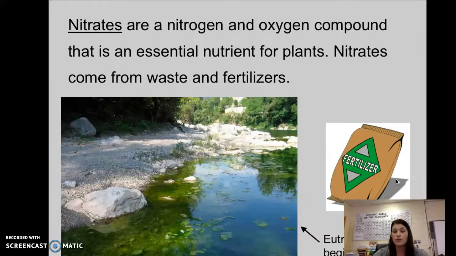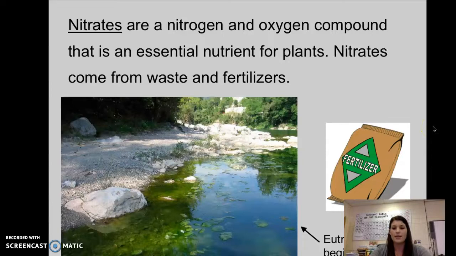I mentioned a second ago, eutrophication is caused by nitrates. If you recall the nitrogen cycle, we talked about how plants really like nitrogen. It allows them to make proteins and allows them to grow big and strong. So farmers and people that want to grow really healthy plants will put fertilizers on their plants to help them grow. The fertilizers are made of nitrates, which is a nitrogen and oxygen compound that's essential for plants to grow.